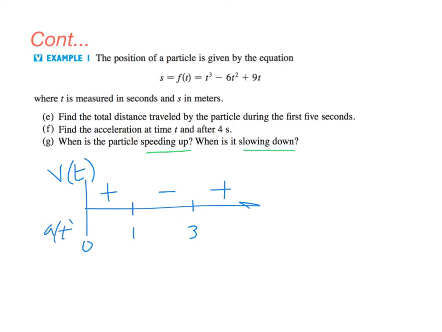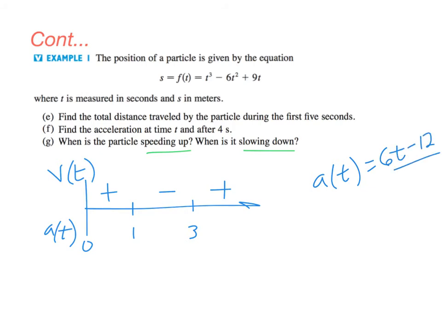And we're going to do an acceleration sign chart also, because when a function's speeding up doesn't always necessarily mean that the velocity is positive, or when it's slowing down that the velocity is negative. It could be speeding up if you have a negative velocity but also a negative acceleration. So they have to be the same sign in order for it to be speeding up. And so our acceleration function was 6t minus 12.